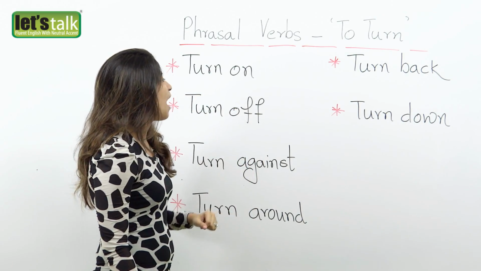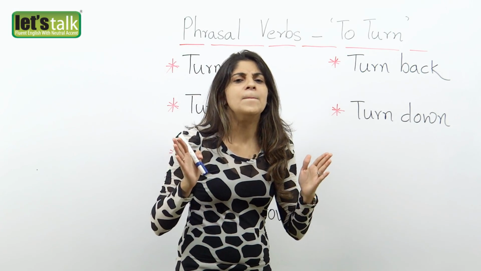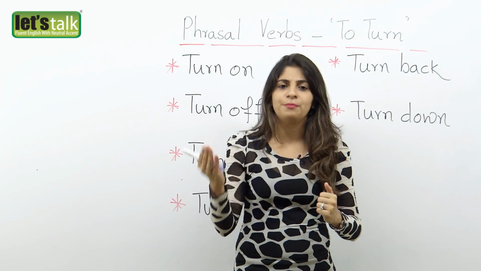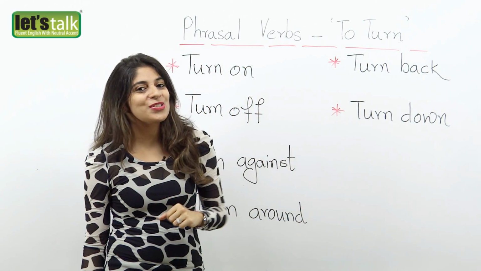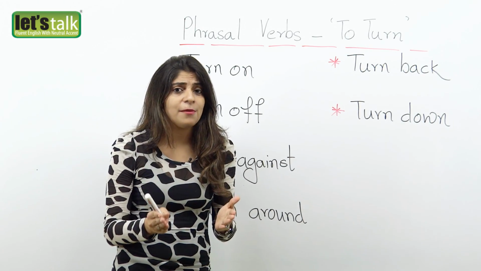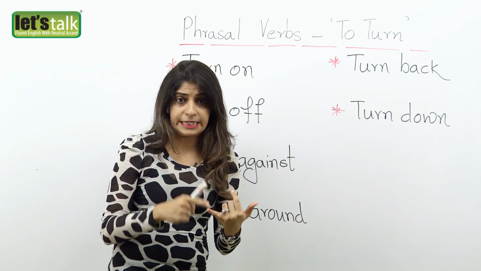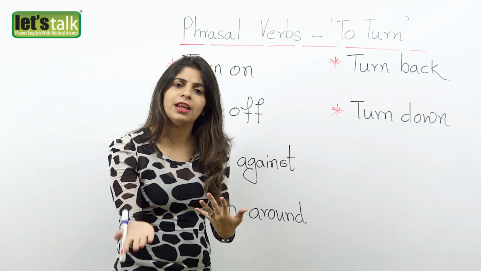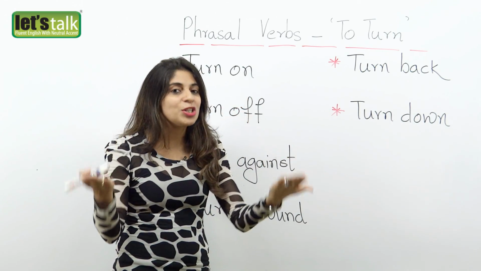So the first one that I have for you is to turn on. As I always say, most of the phrasal verbs have different meanings, okay? A couple of meanings in fact. So the phrasal verb turn on also has two meanings. Well, the first one is, to turn on means to switch on something. So it could be your TV, it could be your lights, it could be your washing machine or your microwave. So it means to switch on something.